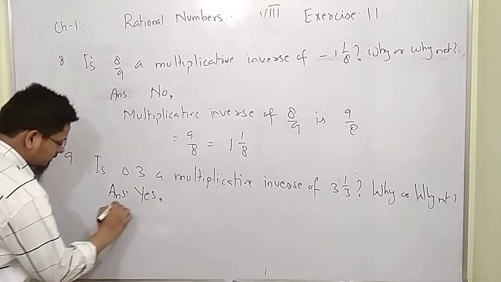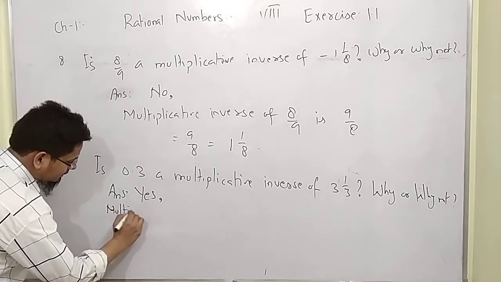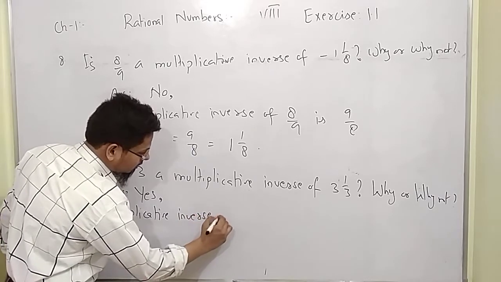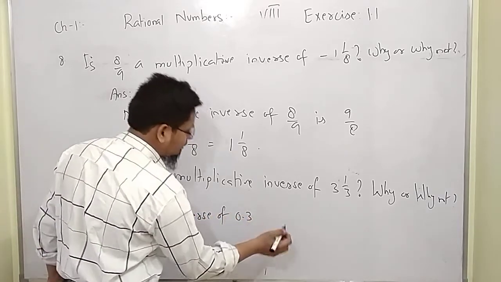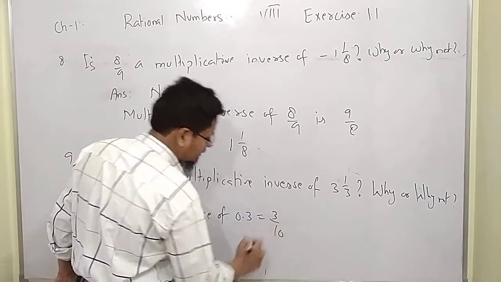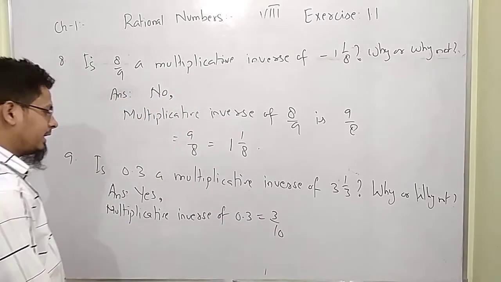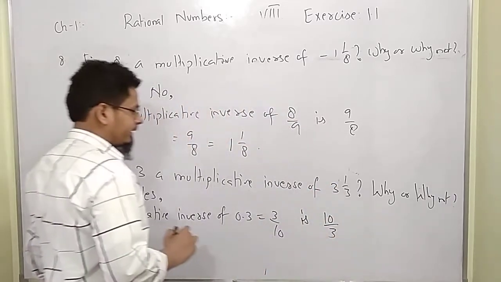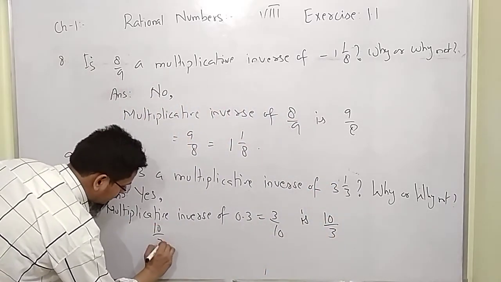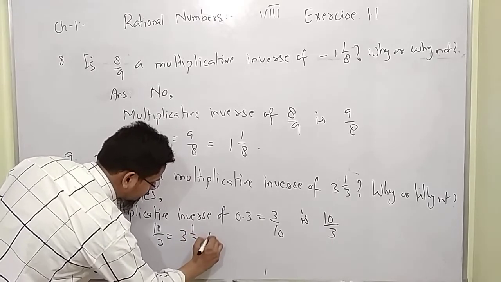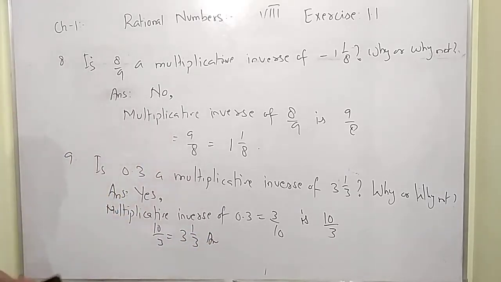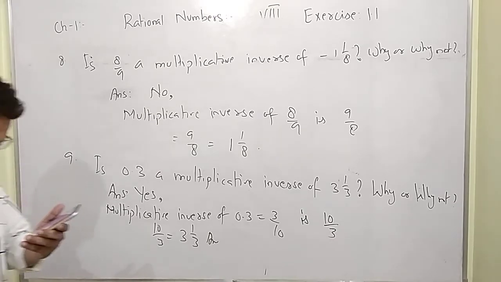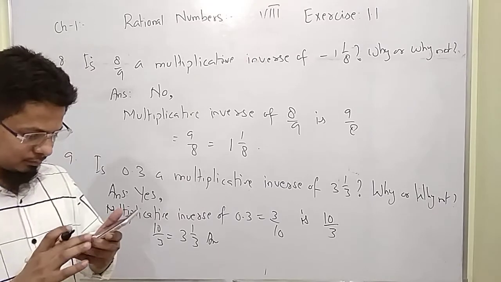Now why? The multiplicative inverse of 0.3: 0.3 we can write as 3 by 10. Okay, so you can write 3 by 10. And the solution is 10 upon 3, and 10 upon 3 is equal to 3 whole 1 upon 3. Okay, it is the answer. The answer is yes. And now the next, class, after this there are some theory problems.